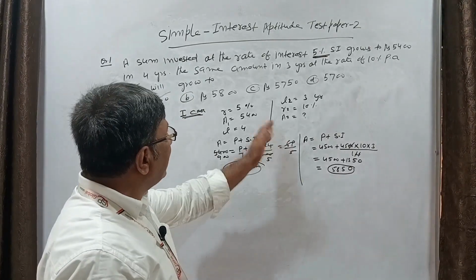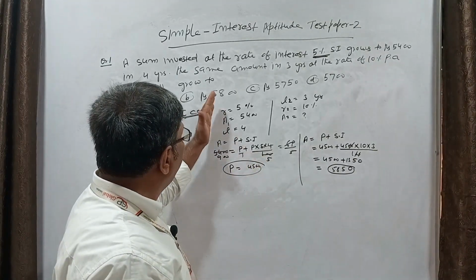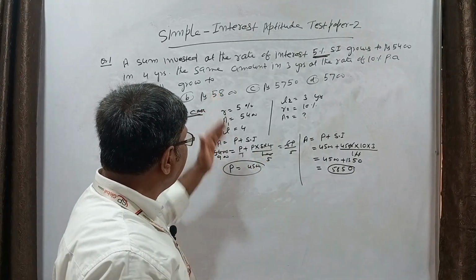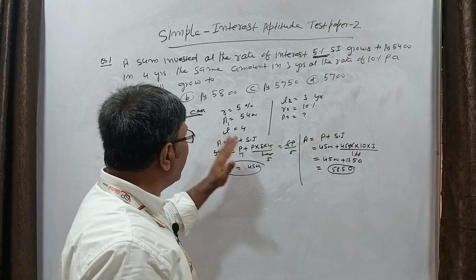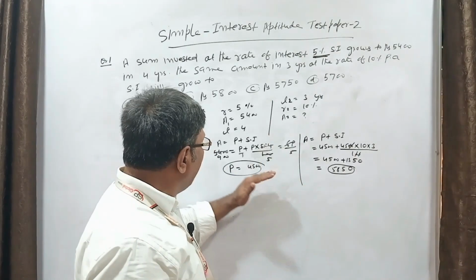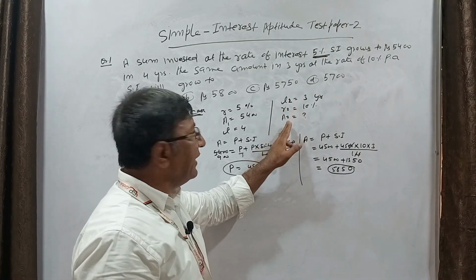So for this type of question there are so many techniques. This is the basic question. Here in the first case, R, A and T are given, so we can find P very easily. Amount equals principal plus simple interest. So here we have found P. Now here T2 is given, R2 is given, A2 is to be found.